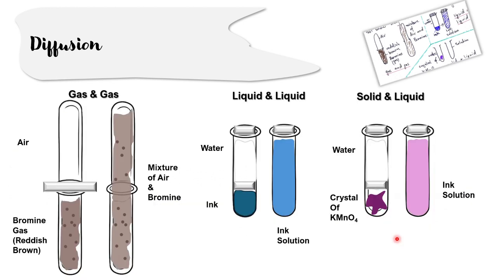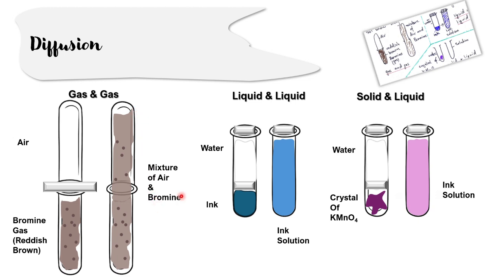Now we have drawn simple diagrams to show this. The first diagram shows the diffusion of gas into gas. These are two test tubes which are placed one upon the other. The upper one has air and the lower one has reddish brown bromine gas. Now you remove the lid in the center, and you can see that both jars now have the same color. They may be jars, they may be test tubes, whatever you can take.